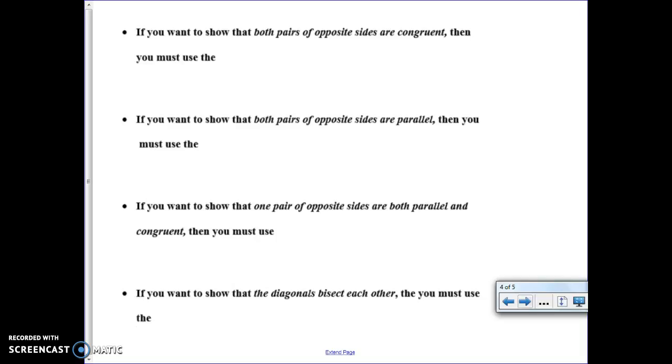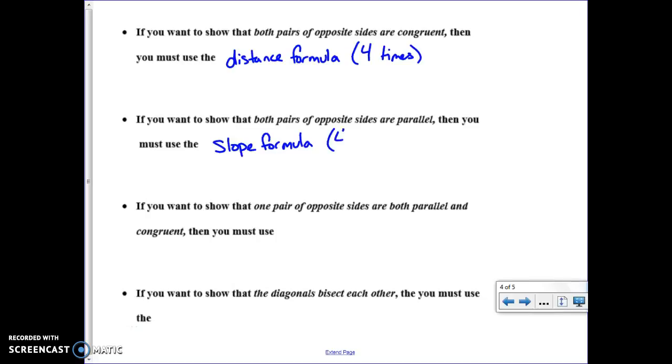Okay, so this page is just a summary page, so I think it's a really great resource. This may be something that you want to star, highlight, somehow, you know, to go back and look. If you want to show that both pairs of opposite sides are congruent, you would use the distance formula, and you would use that a total of 4 times. If you want to show that both pairs of opposite sides are parallel, you would use the slope formula, and you would use that a total of 4 times.